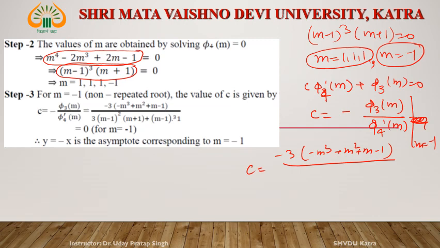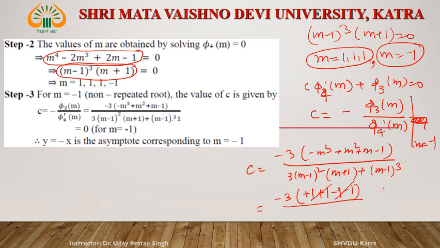Differentiate this. Differentiating this term will give us 3 into (m minus 1) square (m plus 1) plus (m minus 1) cube, right? What is m? M is equal to minus 1. Putting m is equal to minus 1, minus 3 minus 1 cube, that is plus 1. This one is minus 1 square plus 1. This is minus 1 and minus 1, right? This is 2 and minus 2.